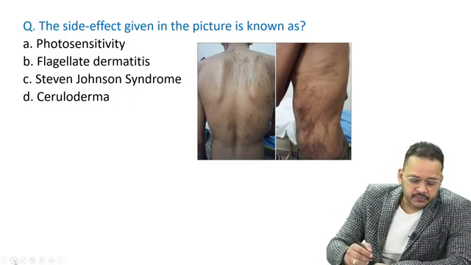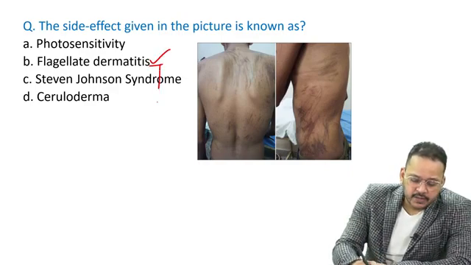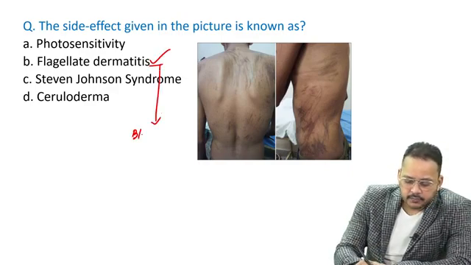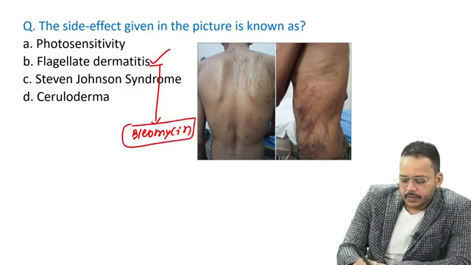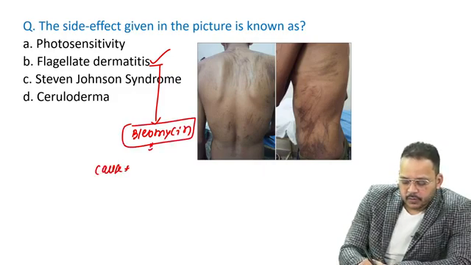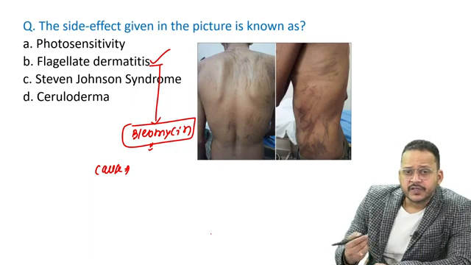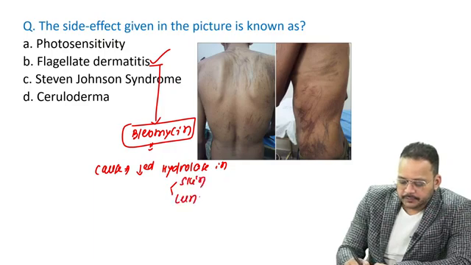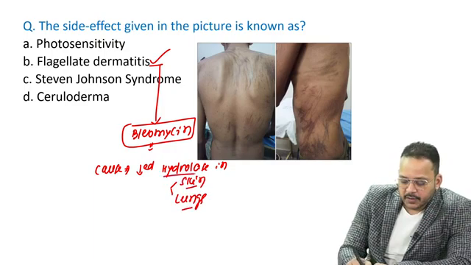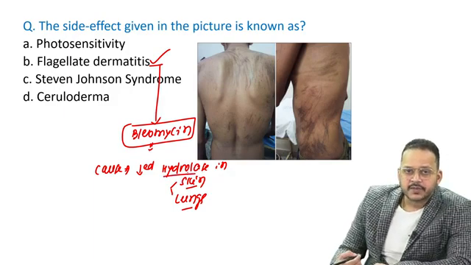Excellent, guys, all of you have given the right answer. Flagellate dermatitis, caused by bleomycin. What can they ask you in future? What is the cause? Deficiency of which enzyme causes this? The cause is decreased bleomycin hydrolase, an enzyme that metabolizes bleomycin.